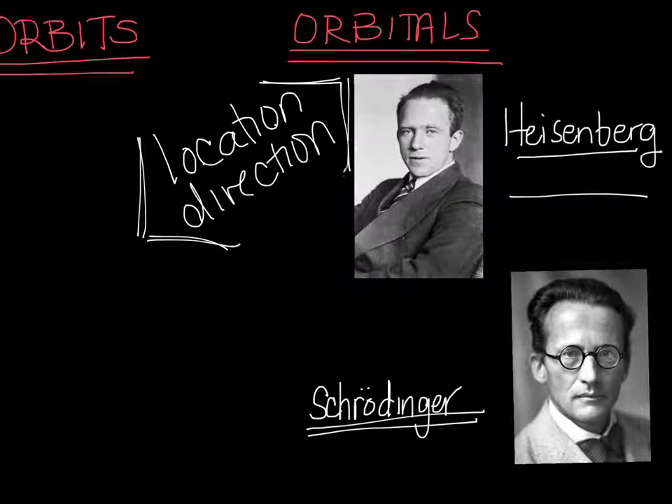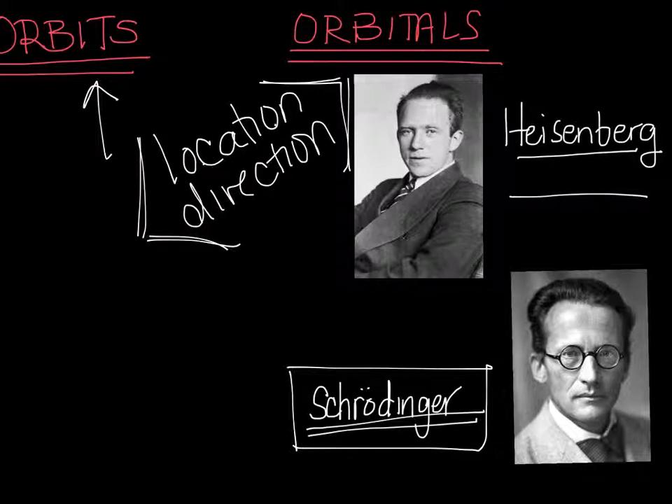And so we can't really know the orbit of an electron. We can't know its exact location and direction, speed, and all of that. What we can know is the probability of where it would likely be found. And that brings us to Schrödinger, who came up with an equation.